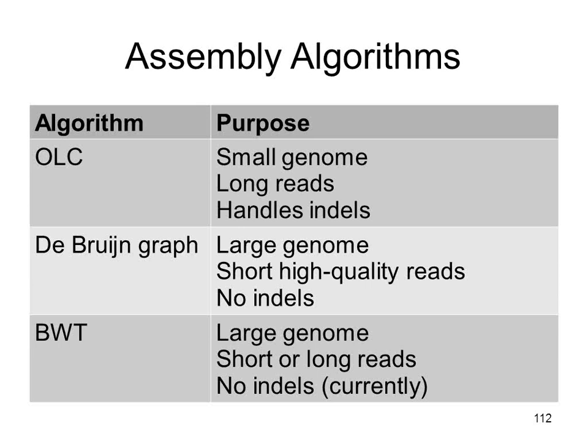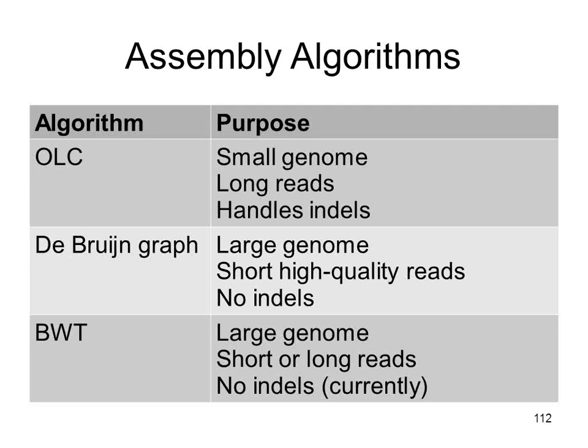So if we think about all these three different methods, overlap layout consensus, de Bruijn graph, and BWT, these are for different purposes. Overlap layout consensus is for small genomes, long reads, and handles indels. You can think of this as Sanger sequencing, because it's ideal for Sanger sequences. The de Bruijn graph, on the other hand, is great for short reads, large genomes, and no indels. I think of Illumina technology as perfect for it.